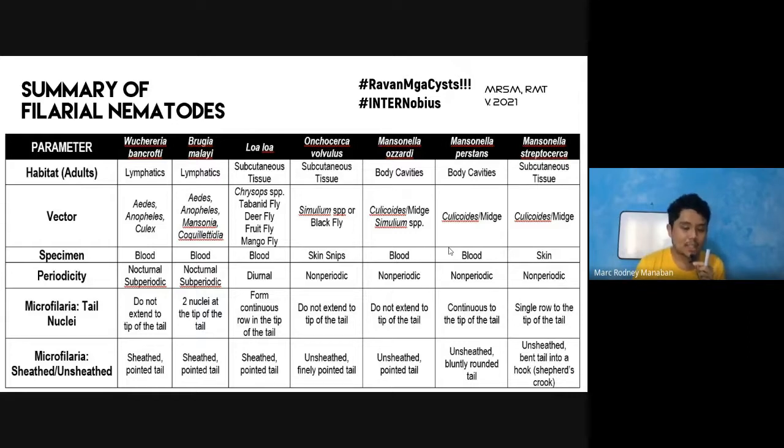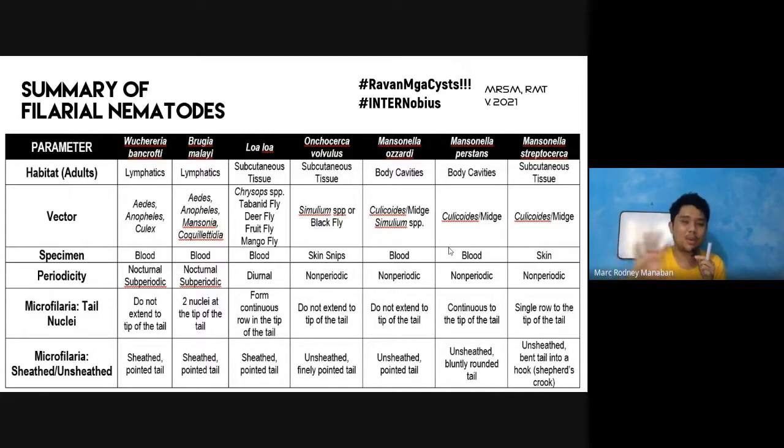All right. Periodicity, nocturnal, Wuchereria, Brugia. Diurnal is Loa-Loa. The rest is non-periodic. For the tail nuclei, again, Wuchereria, wala siyang nuclei sa tail. Brugia, letter B, second letter in the alphabet, two nuclei at the tip of the tail. Loa-Loa, continuous, no?